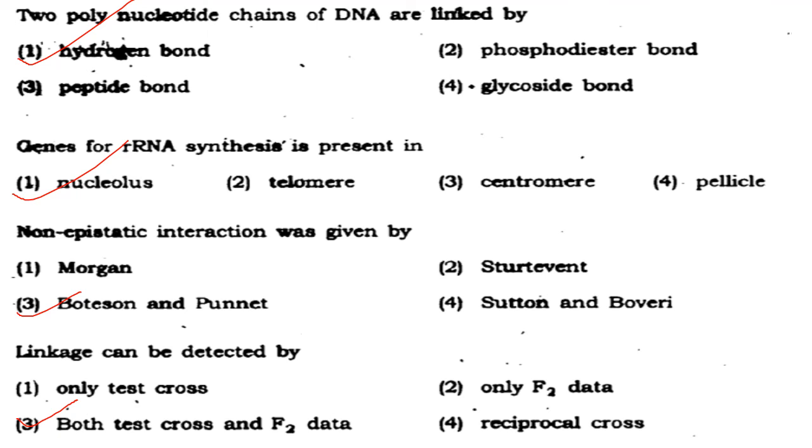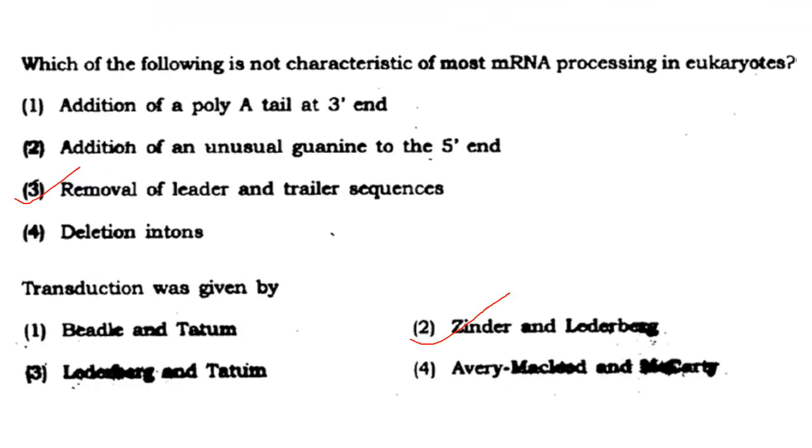Non-epistatic interaction was given by option 1, Morgan; 2, Sturtevant; 3, Bateson and Punnett; 4, Sutton and Boveri. Answer is option 3, Bateson and Punnett. Next one. Linkage can be detected by option 1, only test cross; 2, only F2 data; 3, both test cross and F2 data; 4, reciprocal cross. Answer is option 3, both test cross and F2 data.